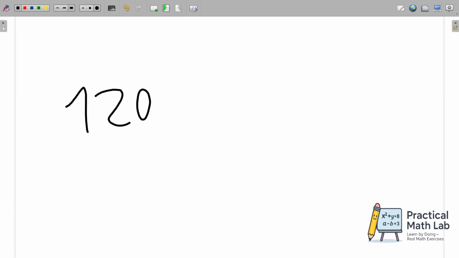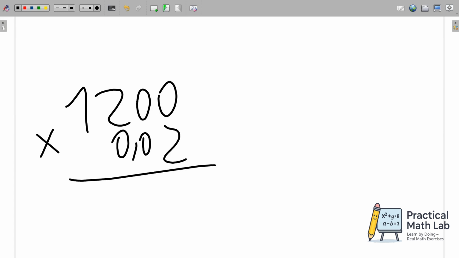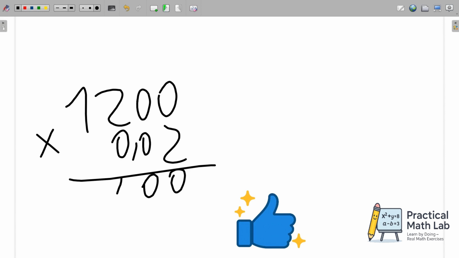Let's work it out. 1,200 times 0.02. 2 times 0 is 0, 2 times 0 is 0, 2 times 2 is 4, 2 times 1 is 2. How many decimal places are there here after the comma? 1, 2. So you move the decimal point in the result 2 places. Zeros after the decimal point don't count, so it's equal to 24.